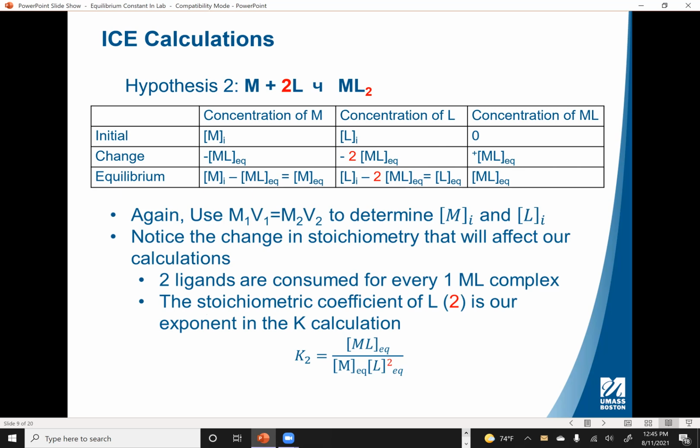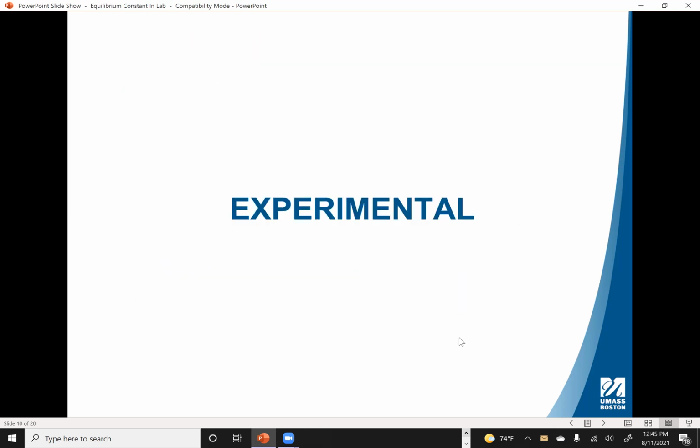The second thing that's going to be different is K2, the equilibrium constant for this second hypothesis. When we do that calculation, we have to make sure that we are squaring the concentration of L at equilibrium. So the value that we get here in our ICE table, we will put to the power of 2 before we multiply it by the value of M at equilibrium.